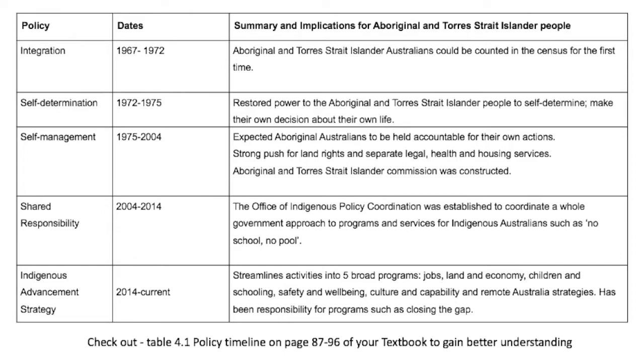Self-determination came, which restored the power to Aboriginal and Torres Strait Islander people to self-determine. So basically Aboriginal Australians could now make their own decisions about where they would live, who they would marry, where they travelled, which was removed under the Protection Act. Aboriginal Australians previously had to grant permission for these life choices.